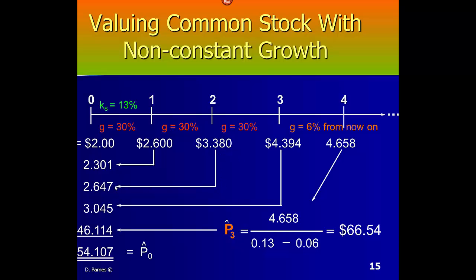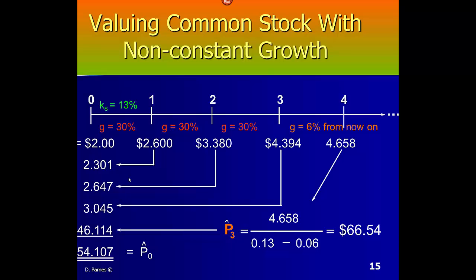Take D2, 3.38. Discount it to present time, or divide it by 1 plus KS squared. So 3.38 divided by 1.13 squared is equal to $2.647. Take D3, divide by 1 plus KS to the power of 3, and also take P3, which is located here, $66.54. Discount it to present time, in other words, divide it by 1.13 to the power of 3, because it is located here at year number 3, and you will get 46.114.